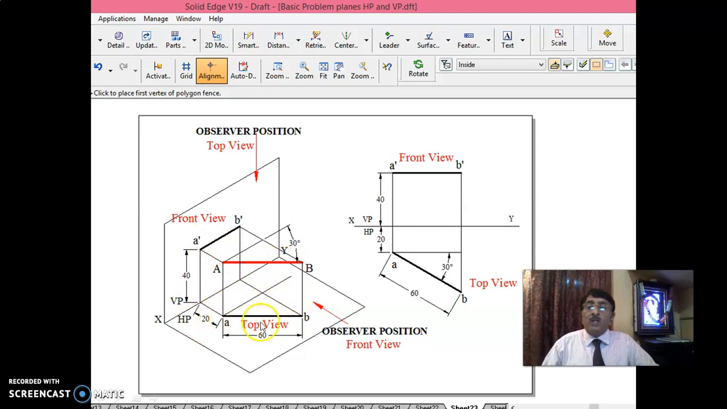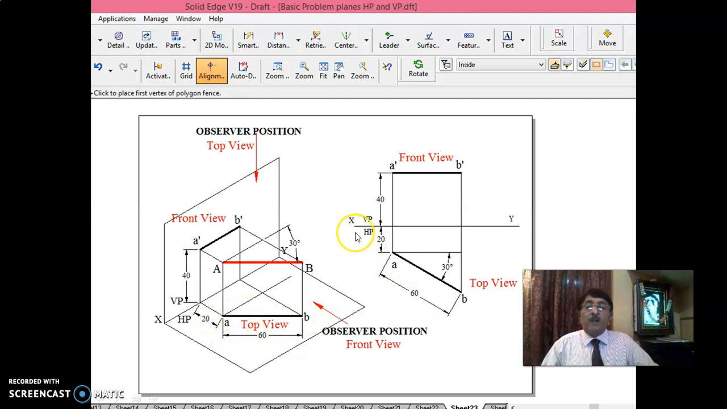Front view is this, top view is this. Okay, front view A dash B dash, since it is 40 mm, you draw A dash B dash at 40 mm. End A is 20 mm. This is at 20 mm. And also I told you this line is parallel to HP. That's why true length is seen in the top view.